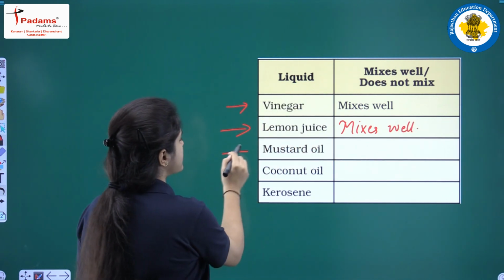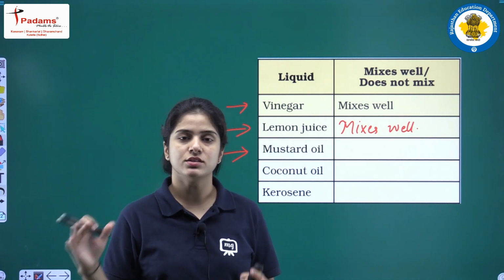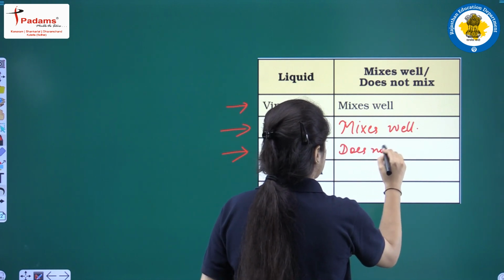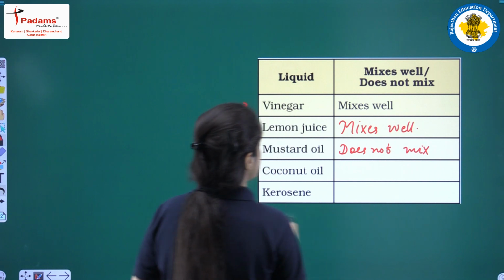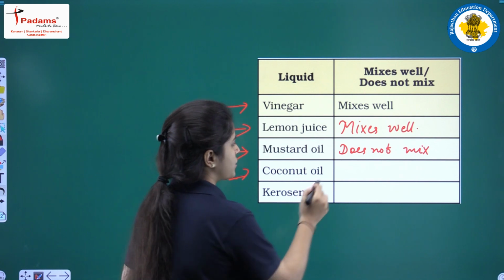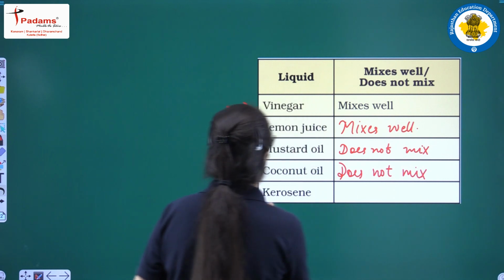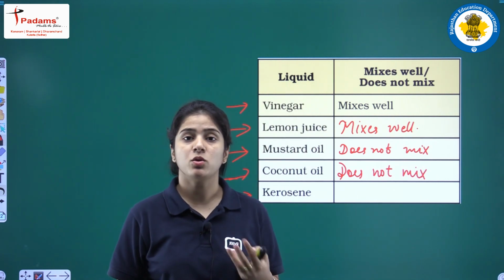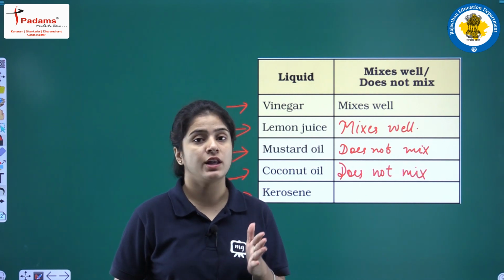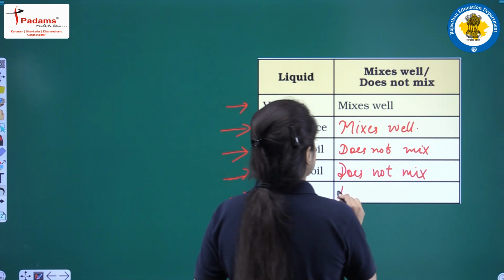Next is mustard oil. We know that oils are not at all soluble in water, so it will not mix. Next is coconut oil. This is also oil, so it also doesn't mix well. Next is kerosene. What about kerosene? Kerosene is also an insoluble substance which will not get dissolved in water, so it will not mix well.